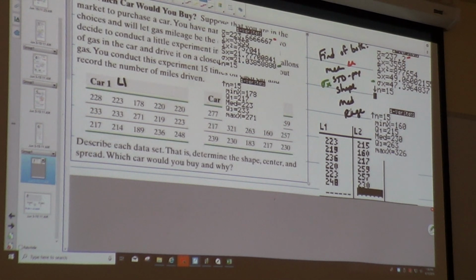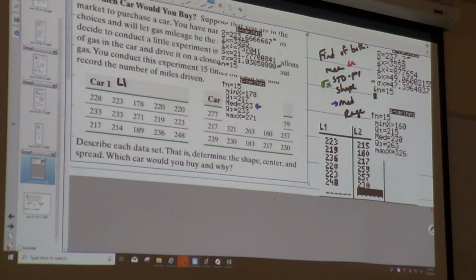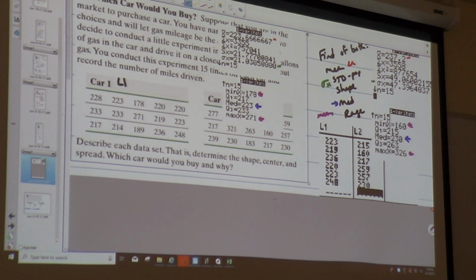Let's go to median first. What is my median? My median's going to be here for the first one, and my median's going to be here for the second one. And my range is going to be high minus low for each one. Max minus min. Now, for the shape, where would I need to go? What would I need to do to look at the shape?